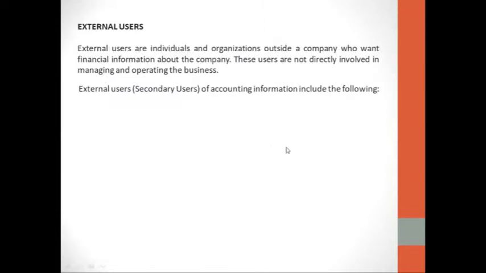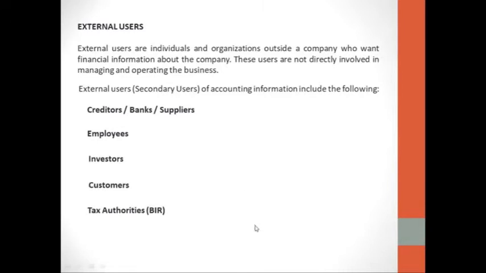Now let's go to external users naman. External users are individuals and organizations outside the company who want financial information about the company. These users are not directly involved in managing and operating the business. So they are secondary users. The examples of external users are creditors, banks or suppliers, employees, investors, customers, tax authorities or the BIR, and regulatory authorities or the government.